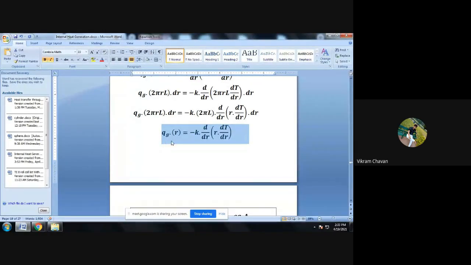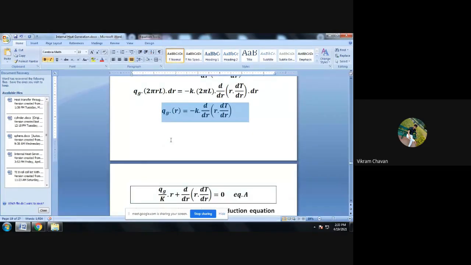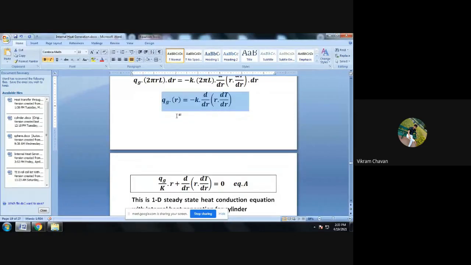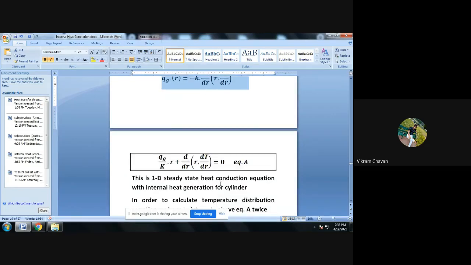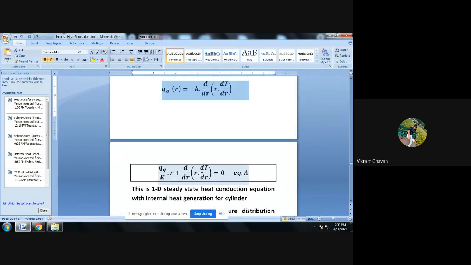Okay, next what we have to do? We have to transfer the k to this side. So it will become Qg multiplied by r divided by k, plus, transferring the term to this side, the differentiation with respect to r of the bracket r multiplied by dT/dr is equal to 0. So this is the one-dimensional steady-state conduction equation with internal heat generation for a cylinder. Is there any doubt, any question?